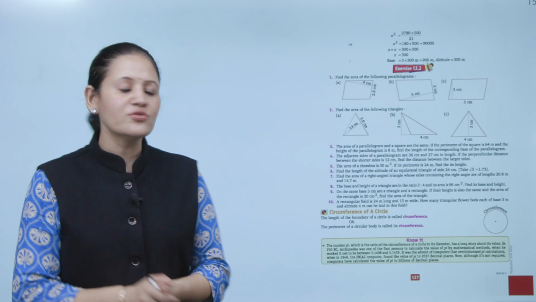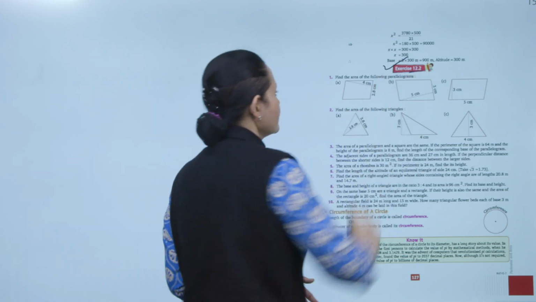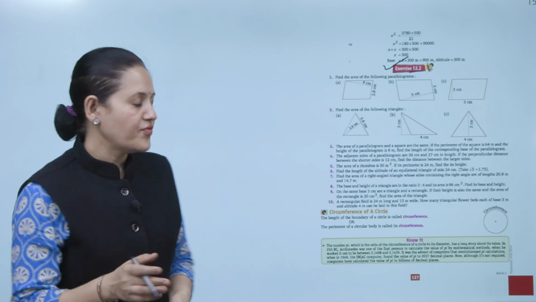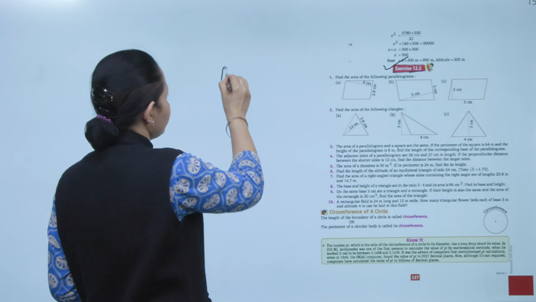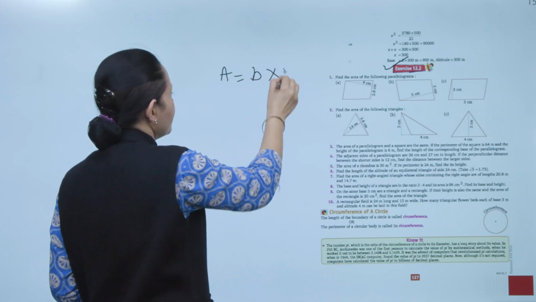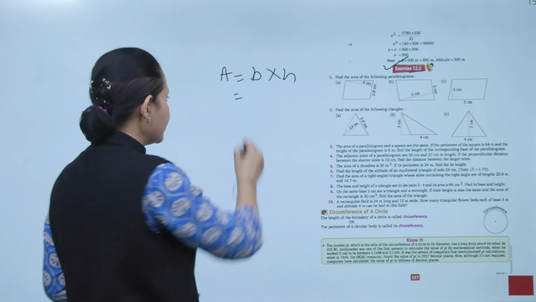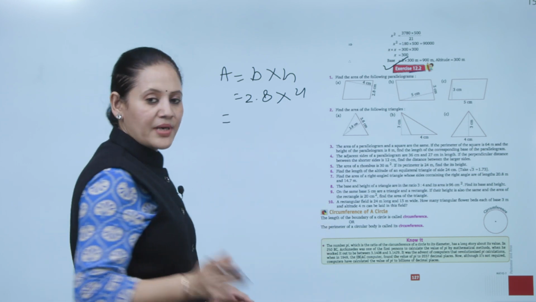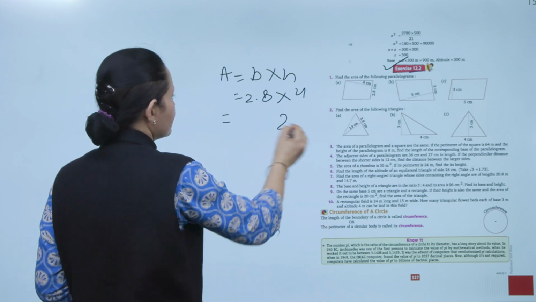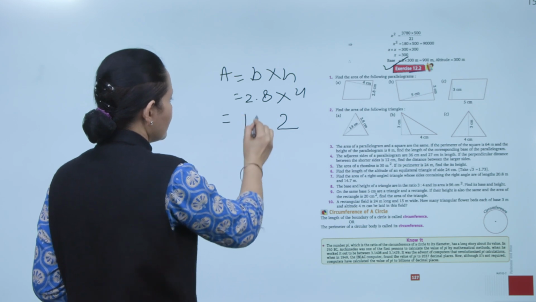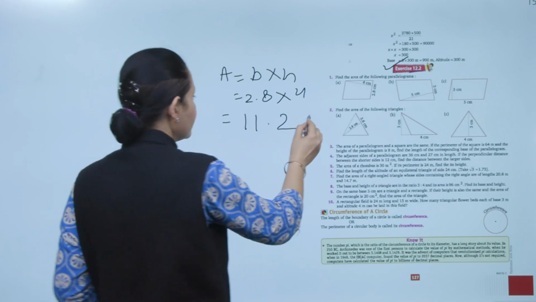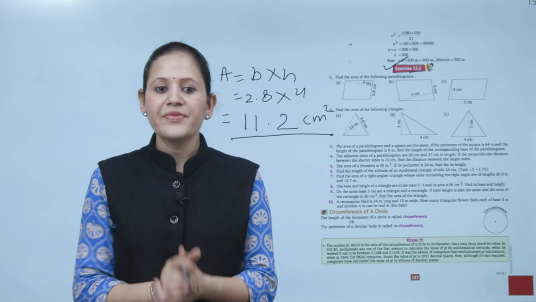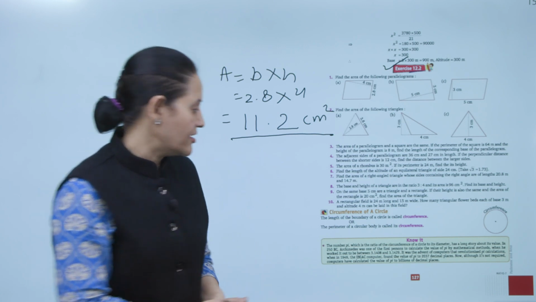Next is exercise 12.2. Find the area of the following parallelogram. So we have to find the area of the parallelogram, that is equal to base into height. So base is given 2.8 centimeter and height is given 4 centimeter. So we'll multiply them. 11.2 centimeter square. That is the area of the given parallelogram. Clear?